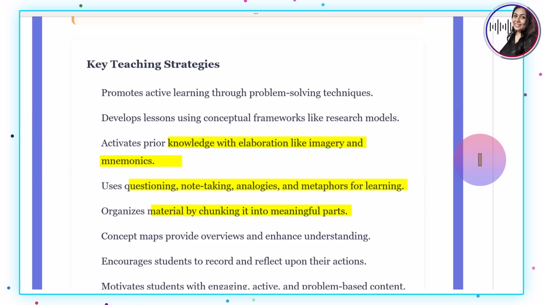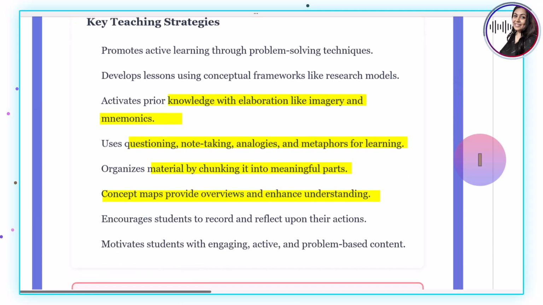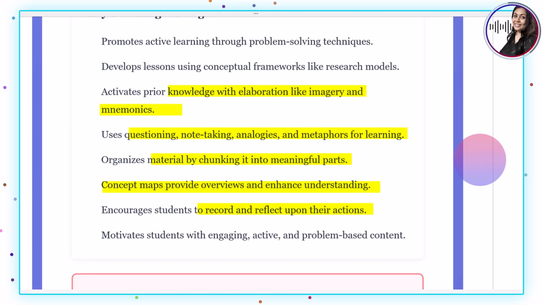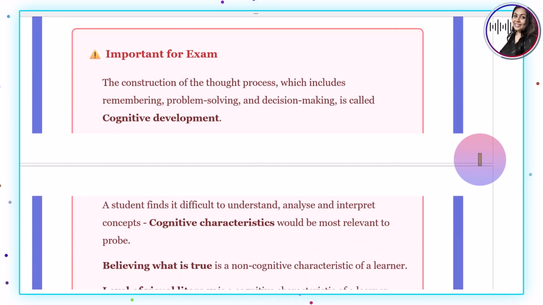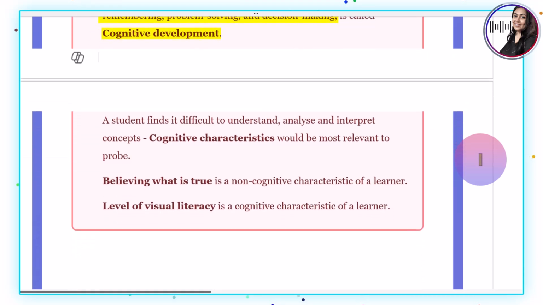Information is organized by chunking it into meaningful units, and tools such as concept maps are used to provide overviews and enhance understanding. Reflection is central to cognitivism, as learners are encouraged to record, review, and improve their thinking processes. From an exam perspective, it is important to remember that cognitive development refers to the construction of thought processes, including remembering, reasoning, problem solving, and decision making, a statement that has been directly asked in exams.